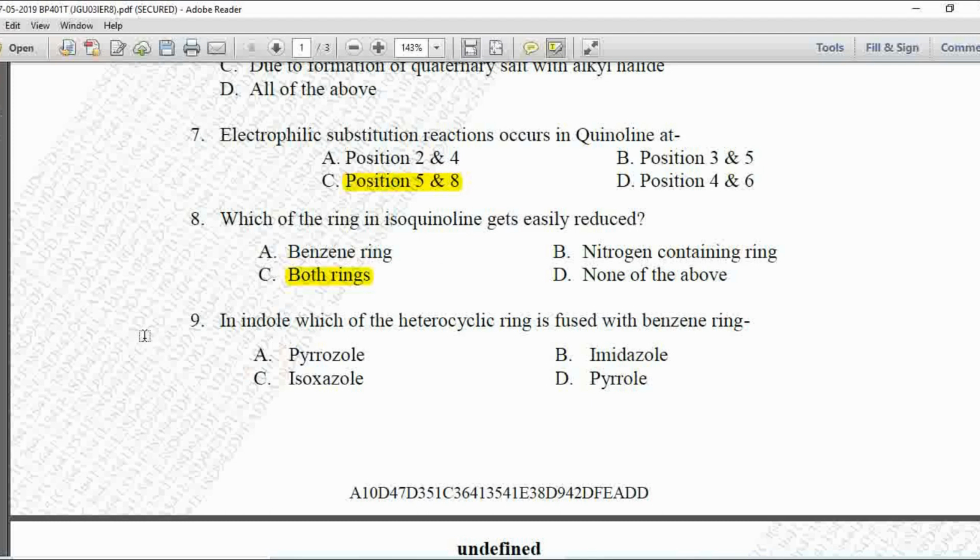Next MCQ 9th one. In indole, which of the heterocyclic rings is fused with the benzene ring? Option A is pyrazole, B is imidazole, C is isoxazole, and D is pyrrole. And here the correct option is D, that is pyrrole. The heterocyclic ring that is fused with the benzene ring is called pyrrole.